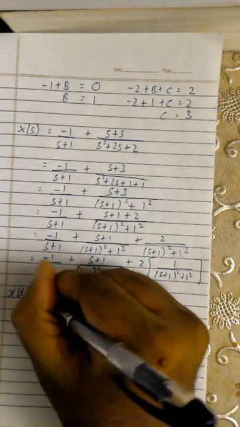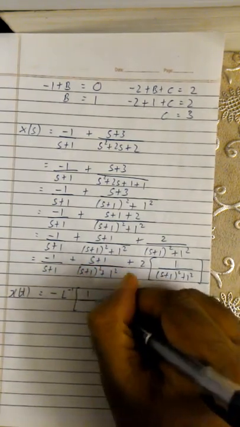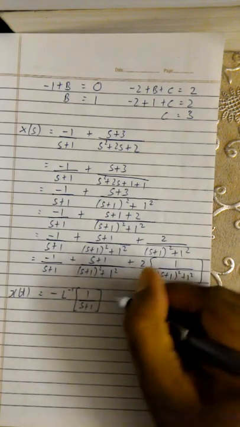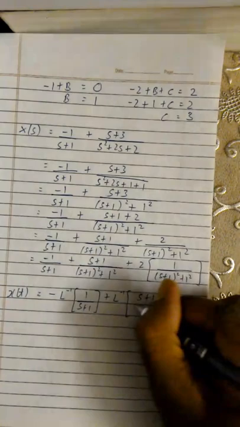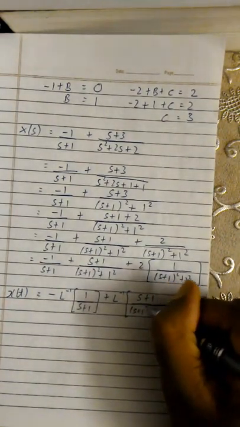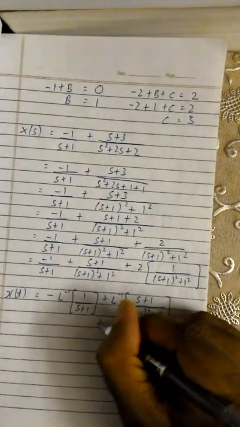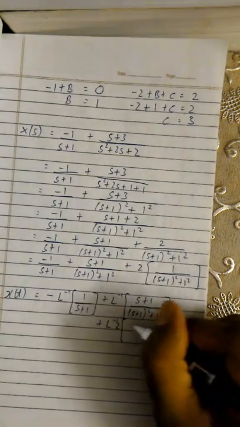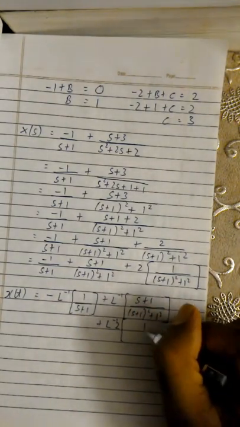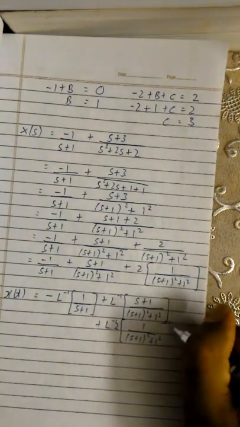So now if I take the Laplace inverse, this will become the Laplace inverse of 1 by s plus 1, plus the Laplace inverse of s plus 1 by s plus 1 the whole square plus 1 the whole square, plus 2 into the Laplace inverse of 1 by s plus 1 the whole square plus 1 the whole square.